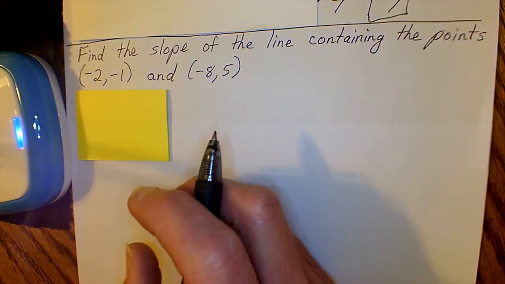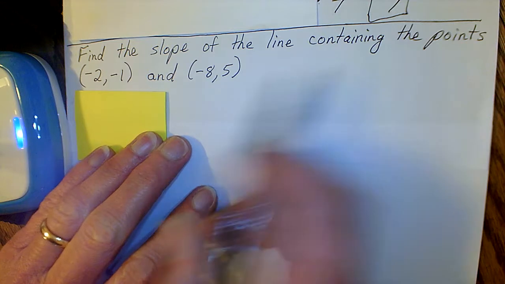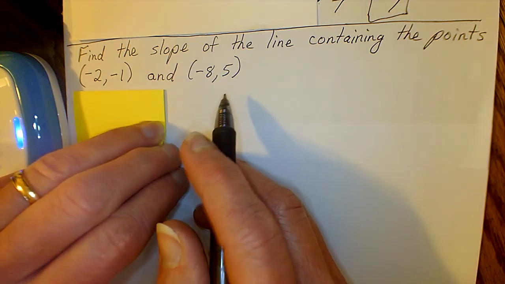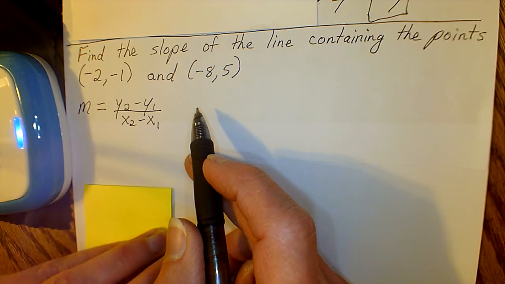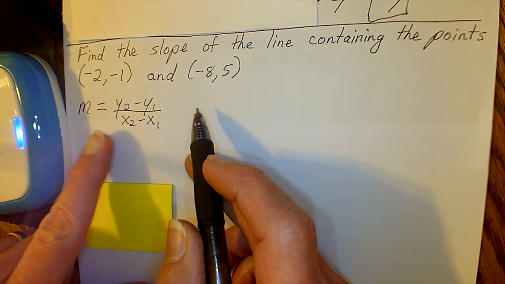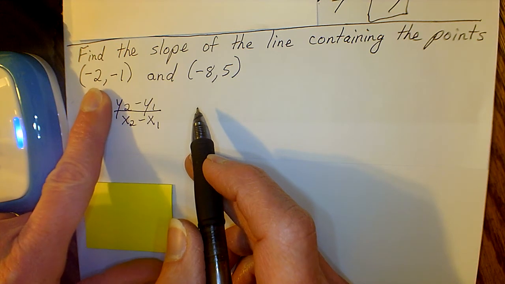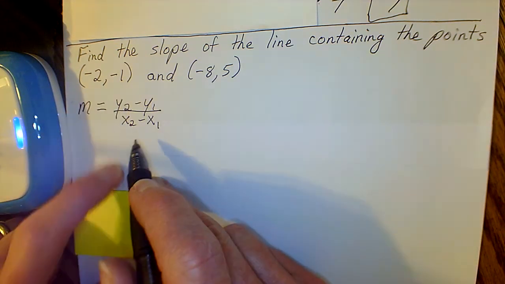Let's work a problem where we're trying to find the slope of a line containing particular points. On that type of problem, you're going to need to use the slope equation, which on the comp exam will be written along with another equation, or at least half of each one will be. It won't have the m equals, but it'll have the y2 minus y1 over x2 minus x1. And you're going to use it to find the slope.